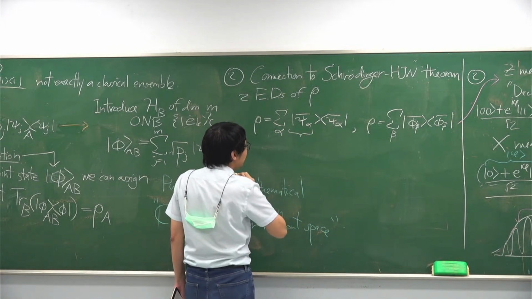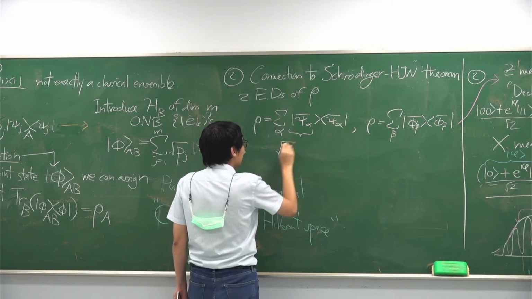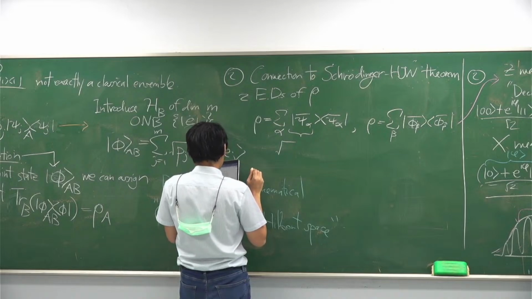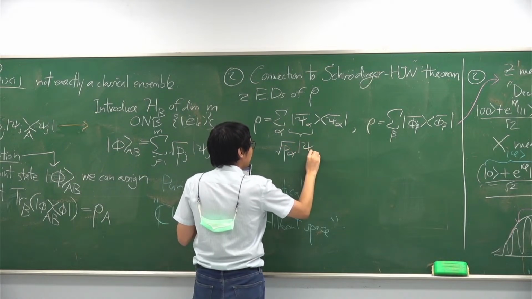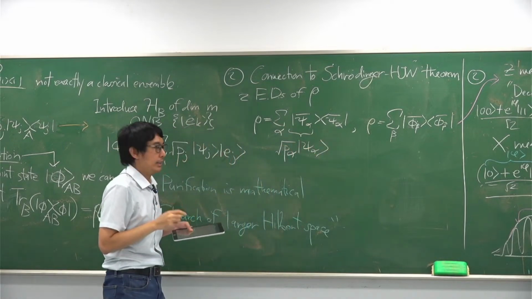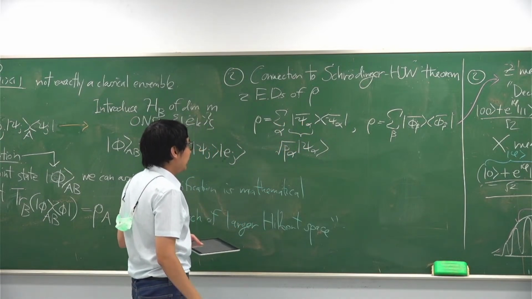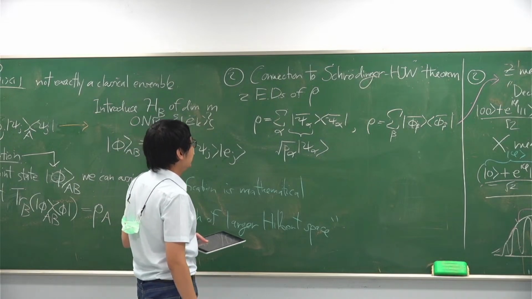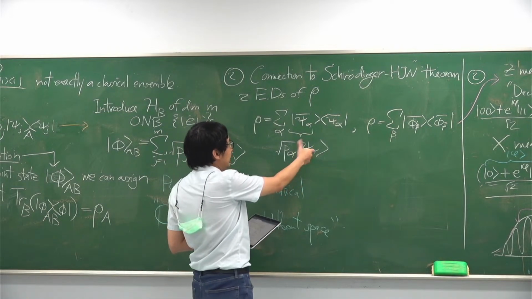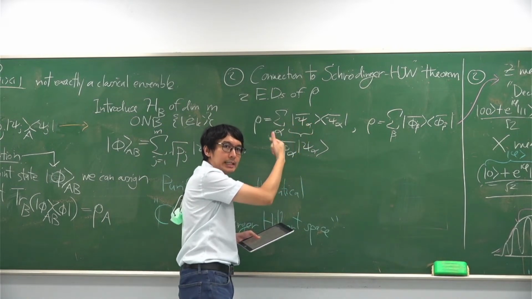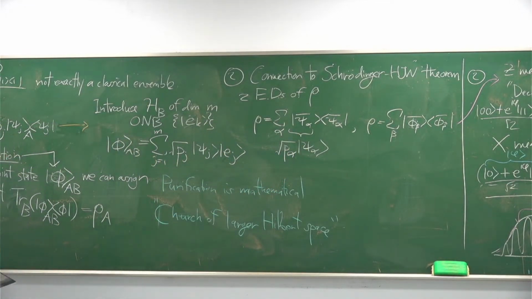Where these guys are the subnormalized vectors. So if I have the probability here, which I call P alpha, and then the normalized vector here, I just lump them together here. And the reason that I do that is because the theorem says that if there are two ensemble decompositions, these subnormalized vectors are necessarily related by a possibly non-square but unitary matrix.